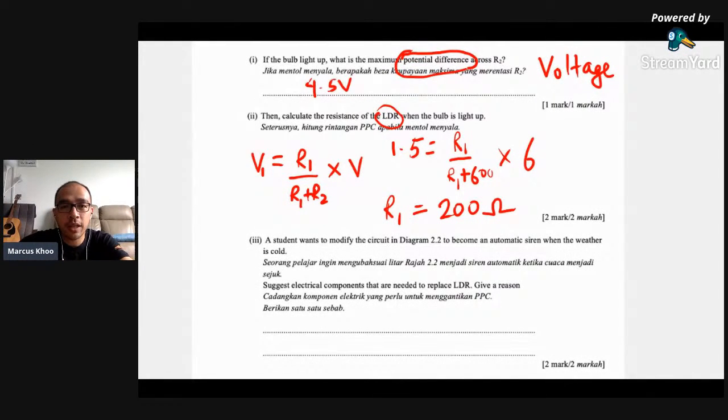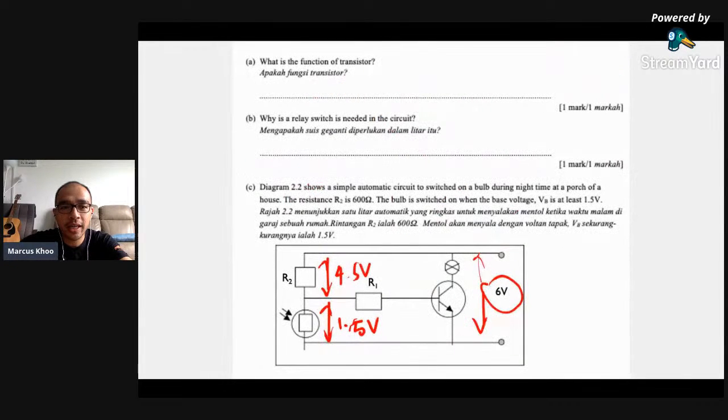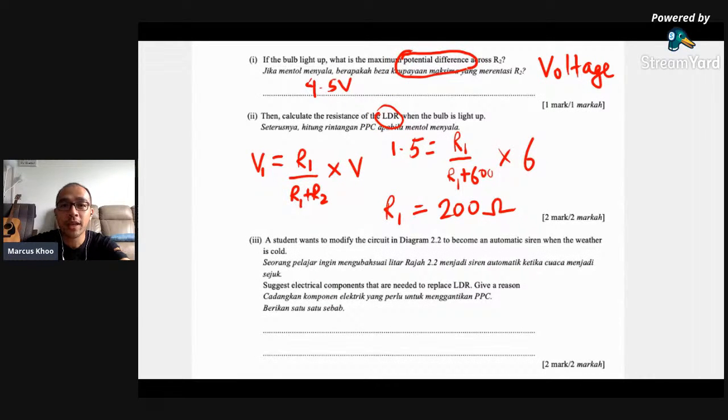Now we have learned that in the dark during night time, the resistance of the LDR is supposed to increase. So if the resistance increases, by right over here should have a bigger voltage compared to up here. There should be more over here. But if you notice our calculation, all the numbers don't make sense. Over here is 600, but when you calculate it, this one is only 200. Because the condition is 1.5 volts. It's a very strange question.